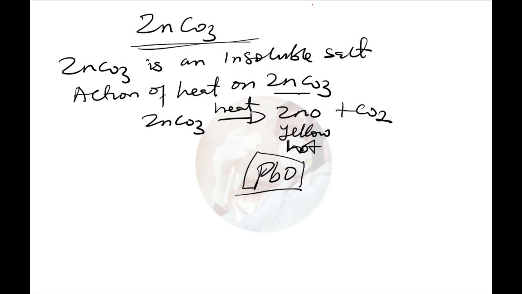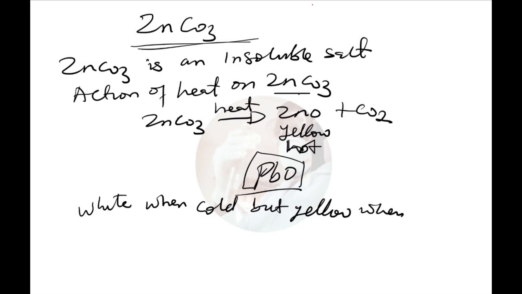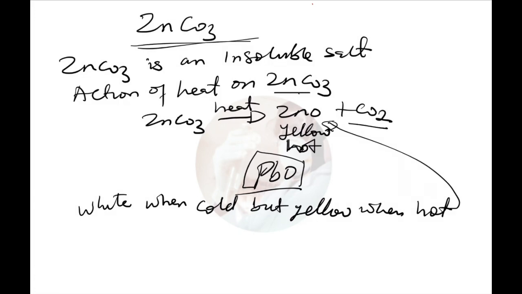White when cold, but yellow when hot. That's white at room temperature, but yellow when hot. This is attributed to zinc oxide. So then you will also need to report that colorless, odorless gas evolved during the action of heat. Yes, there will be evolution of gas when you heat zinc carbonate.